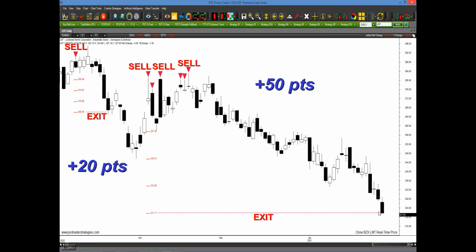Now, let's say you missed those first 2 signals. Well, not to worry, because just a couple of weeks ago, another sell signal was generated right here. And so far, it's still in play. Here's our 4th exit down here.